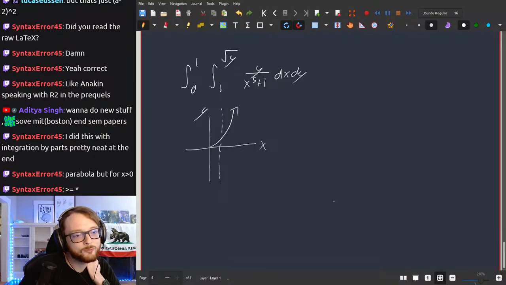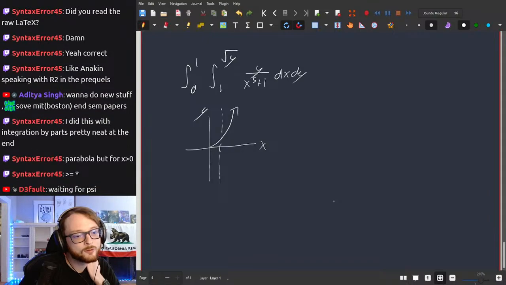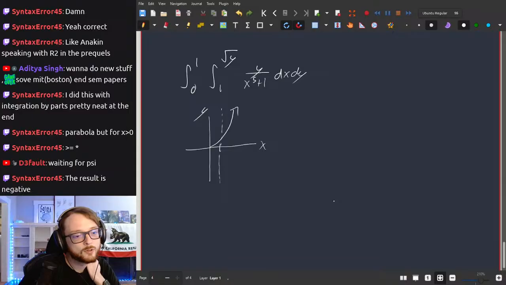These bounds don't seem to make sense to me. y is going from 0 to 1. Isn't one of these backwards? Yeah, because if y is going from 0 to 1, it means we're integrating over this region here. And so x is really going from root y out to 1. So that's a little bit weird.